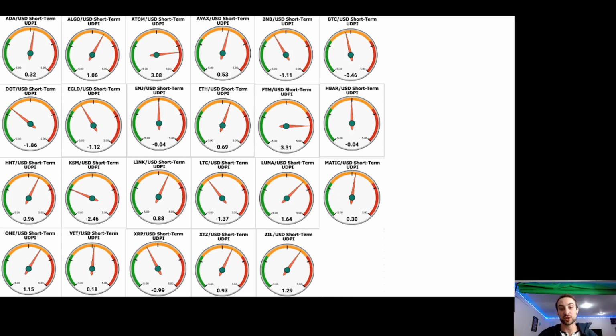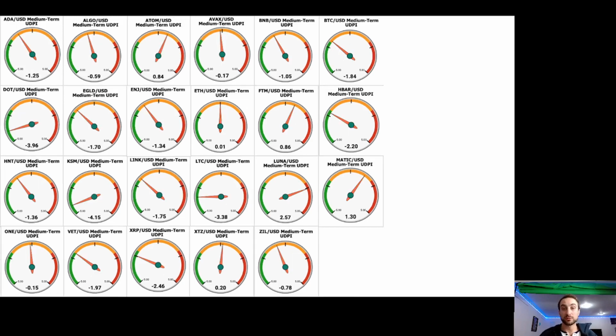If you have a Phantom position, then you should be aware that right now on the short term is quite a risky time to be holding Phantom. On the medium term, not so much. It's at a plus 0.86, so relatively neutral, and that's even more the case on the long term, where it's sitting in neutral territory. So there's nothing to panic about if you're a Phantom holder.